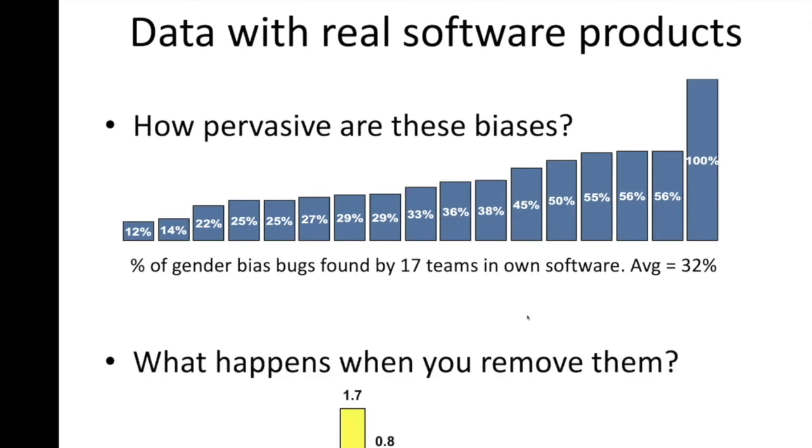Now, what happens when you take these out? This is one of my favorite graphs ever. So this is a Microsoft product, and they allow us to say that. They even allow us to name the product and write a paper about it. So what happened is they had this product that had been out in the real world for at least 4 or 5 years. And they did a GenderMag evaluation and found a whole bunch of errors.